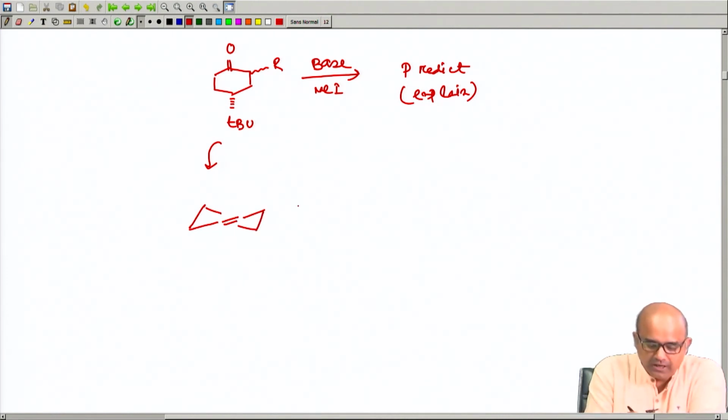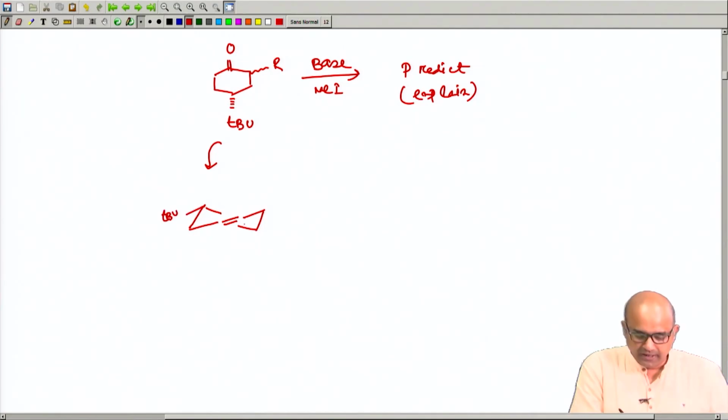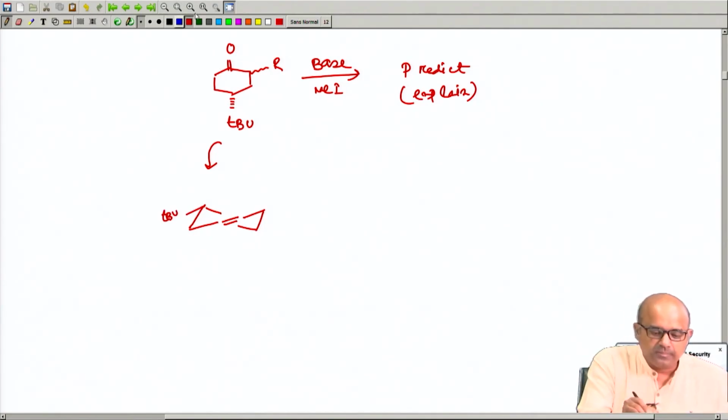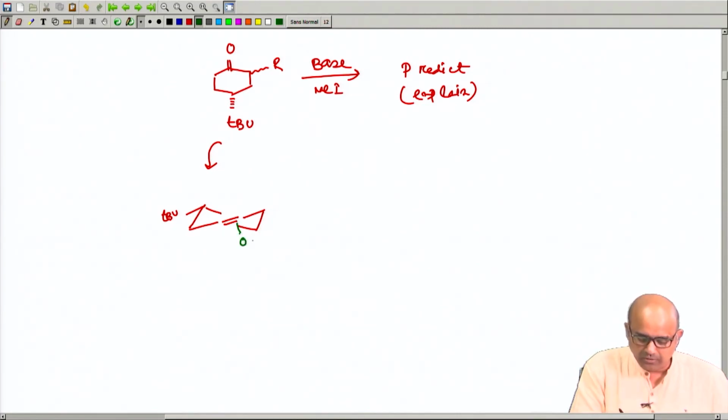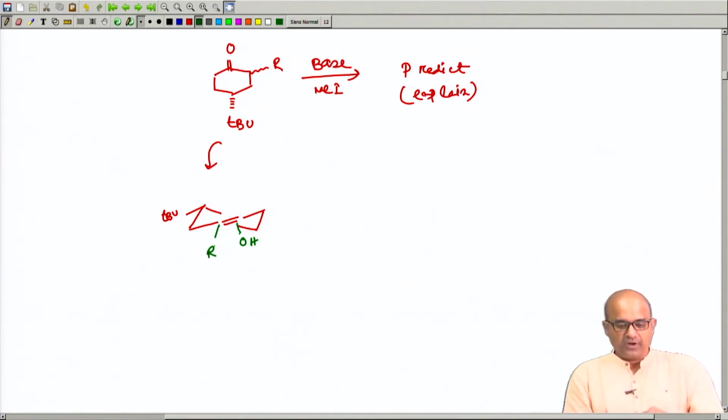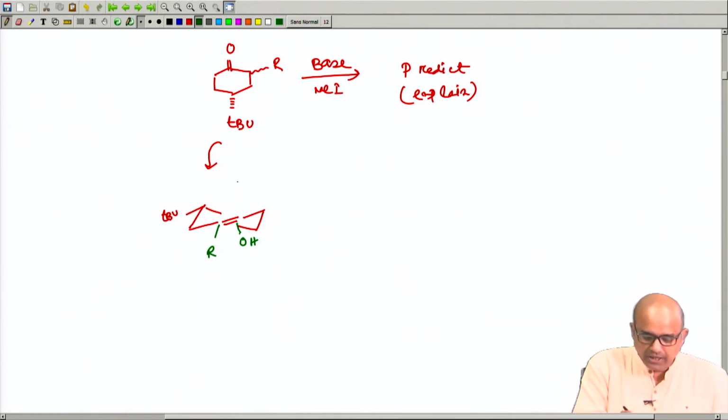Now, tertiary butyl is below, so the tertiary butyl is in a pseudo equatorial position, okay. And your enolate will be drawn in a different color, it is an OLi, or you can write OH, whatever it is, it does not matter. This R is now part of this thing. So, this is basically one of the ways. Now, with a flat enolate, the electrophile can attack from the top face.